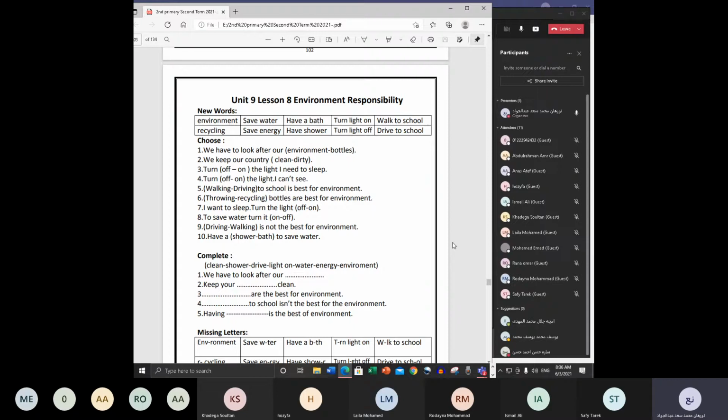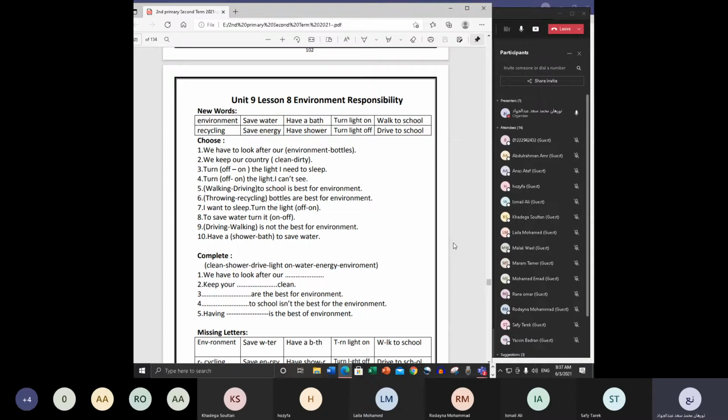Number one, we keep our country clean. We have to keep our country clean by using the trash can, okay? Number two, turn off the light to save electricity. Number three, we have to turn off the faucet to save water. We have to save water to look after our environment.